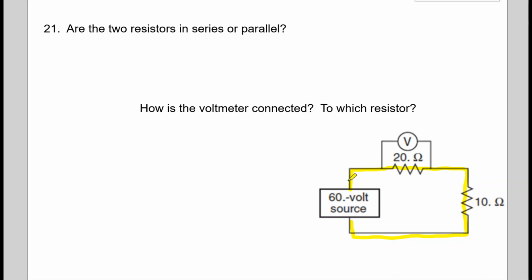The voltmeter is connected in parallel. You can see it's on its own path. The electrons would come here, then they would have to choose to go through the 20 ohm or the voltmeter. So it's in parallel and it's connected to the 20 ohm resistor. All right, so that's how a voltmeter is connected. It's connected before and after the resistor. That means parallel to the resistor.